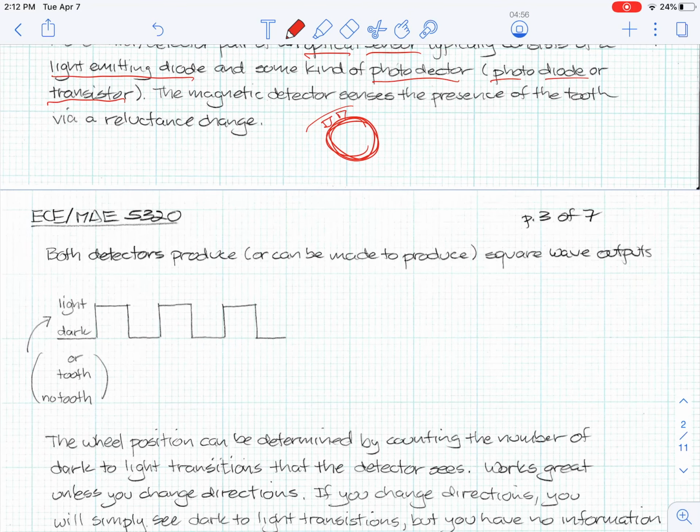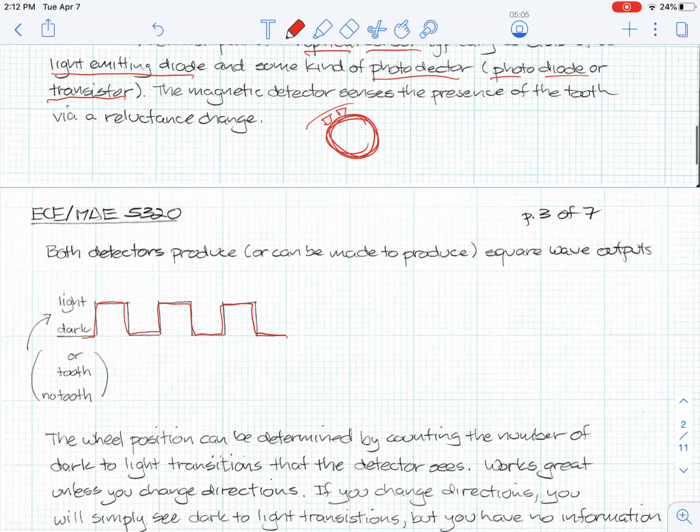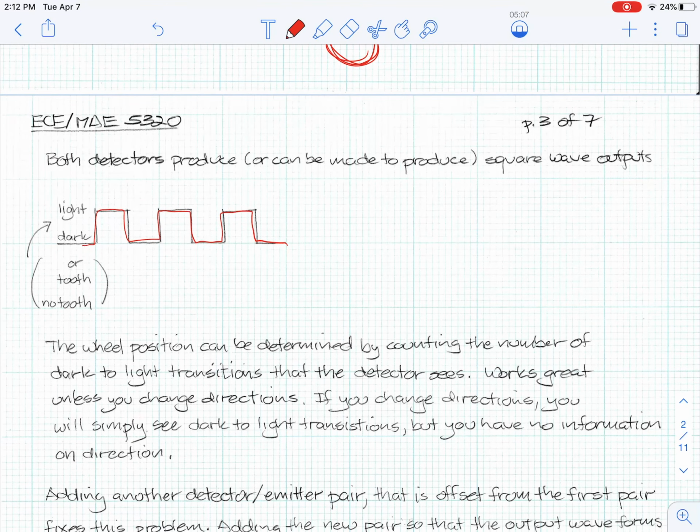Okay, both detectors produce, or can be made to produce, a square wave signal. So I get light and dark and light and dark as it's rotating. And the wheel position can be determined by counting the number of dark to light transitions the detector sees. Now, it works great, unless you change directions. If you change directions, then you no longer know which way you're going.